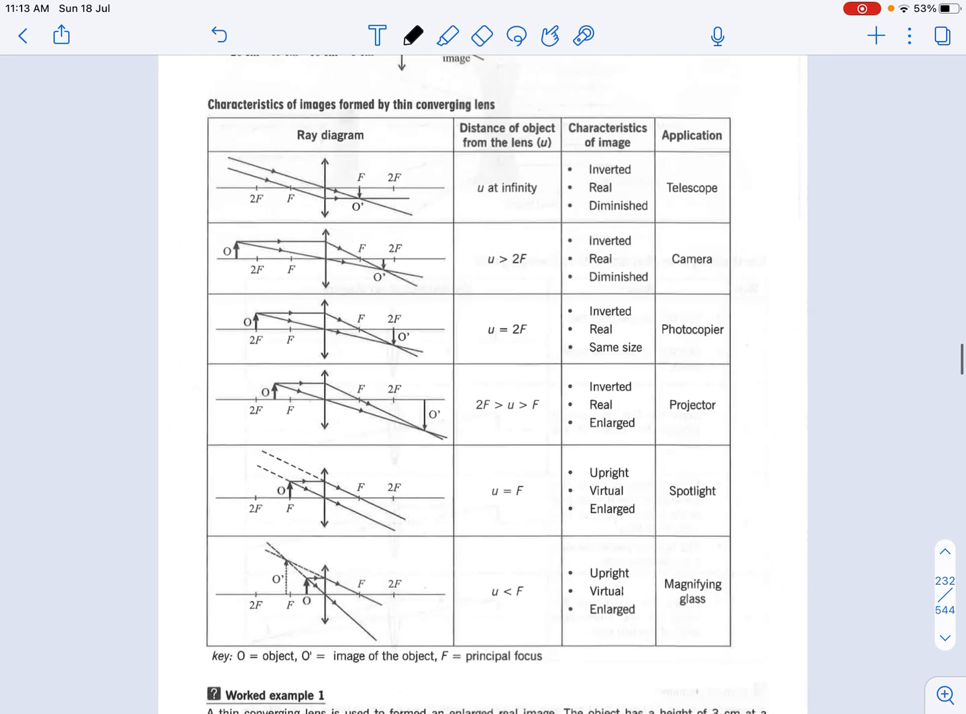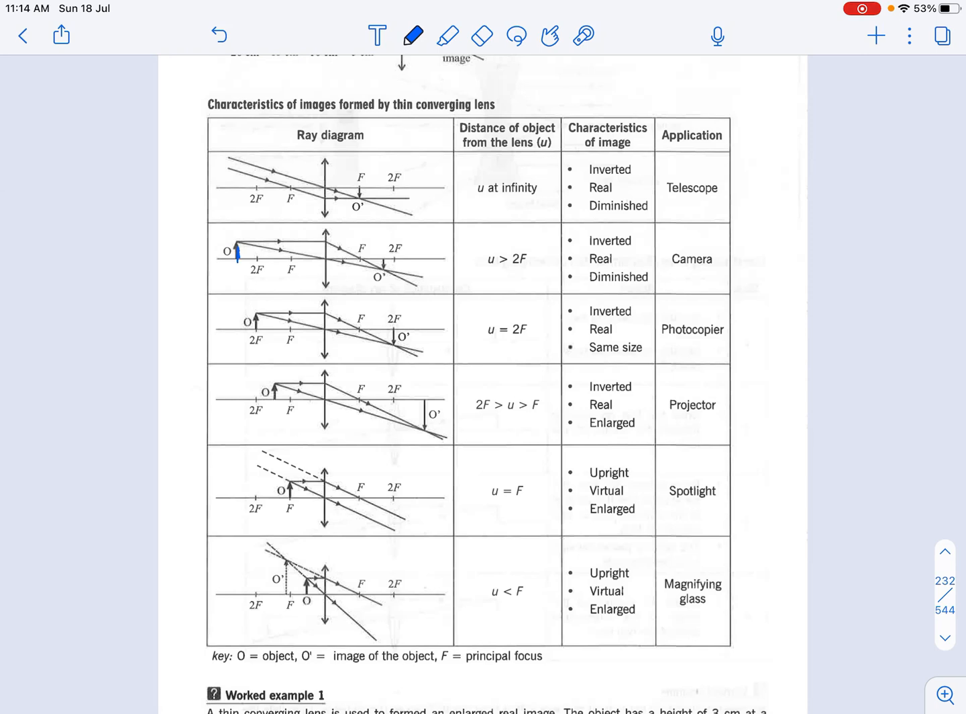Now, there are 6 different scenarios that you need to remember where u, or the distance of the object from the lens, u, is infinite, and usually you can't even see the arrow here. What will be displayed is the object height. Okay, and what this does is the characteristics of the image is inverted, real, diminished, and the application is a telescope. Now, how to know the characteristics of inverted?